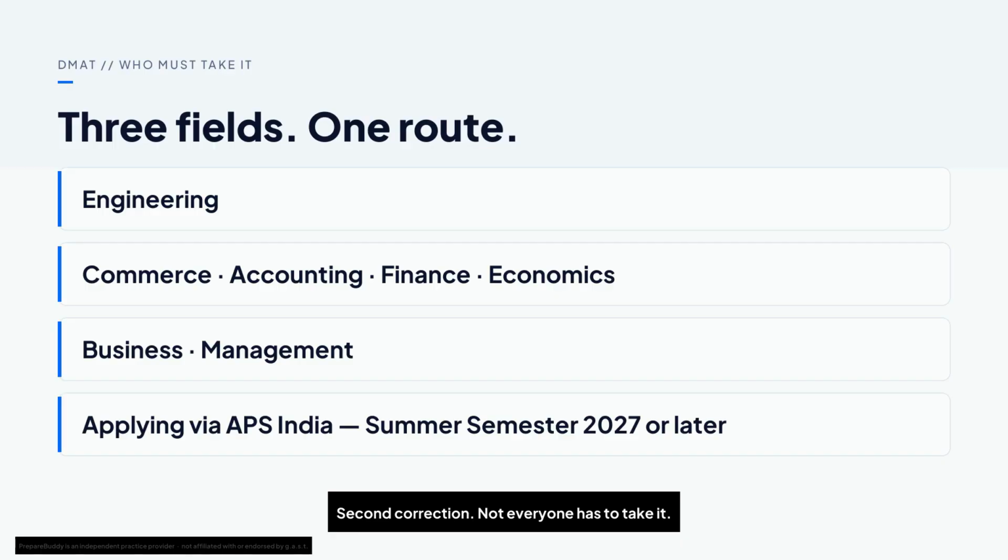Second correction, not everyone has to take it. For the introductory phase, the dMAT applies to you only if your undergraduate degree is in one of three areas: engineering, commerce, accounting, finance, or economics, or business and management. And you're applying through APS India for a master's program starting summer semester 2027 or later.